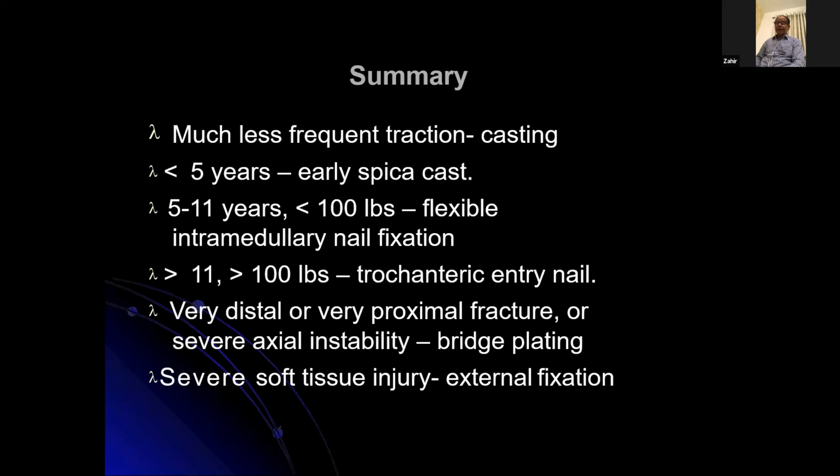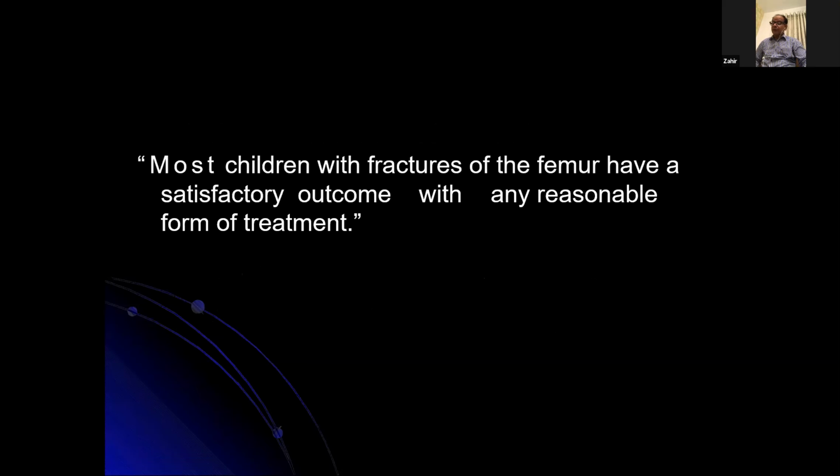Next, summary. Traction and casting are much less frequent. Less than 5 years: early spica cast. 5 to 11 years and less than 100 pounds: flexible intramedullary nail fixation. More than 11 years or 100 pounds: trochanteric entry nail. Very distal or very proximal fracture or severe axial instability: bridge plating. Severe soft tissue injury: external fixator. Most children with fracture of the femur have a satisfactory outcome with any reasonable form of treatment.